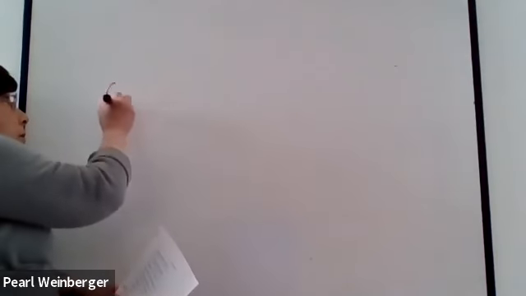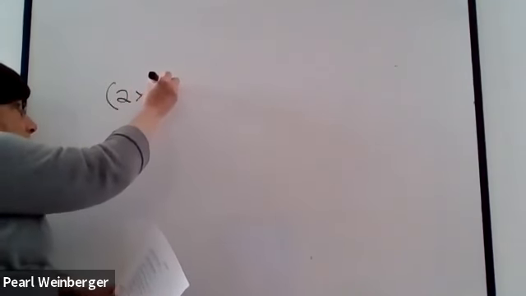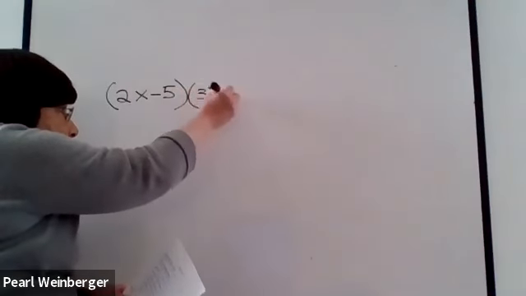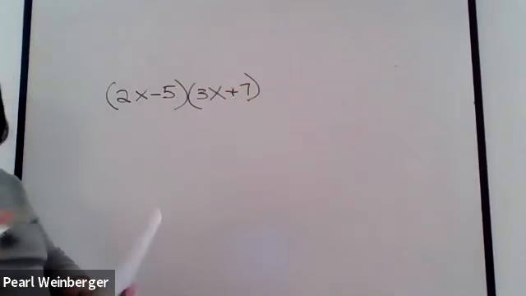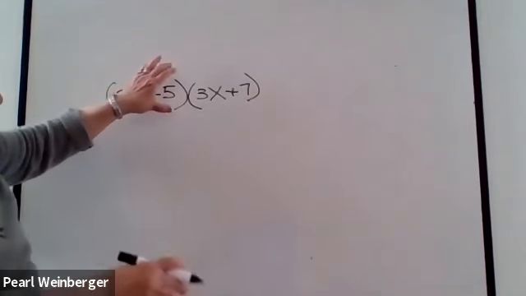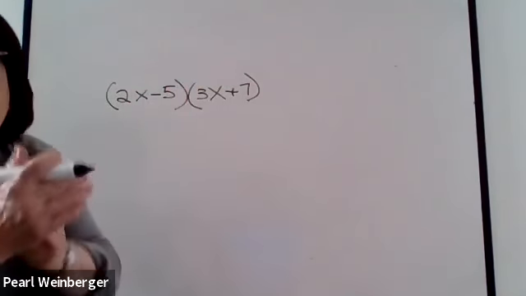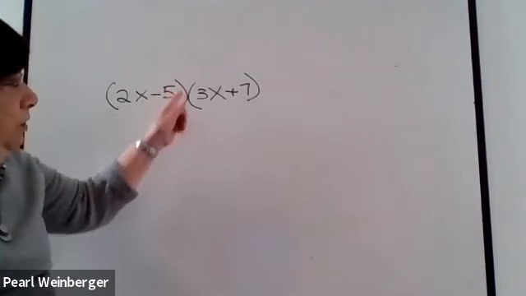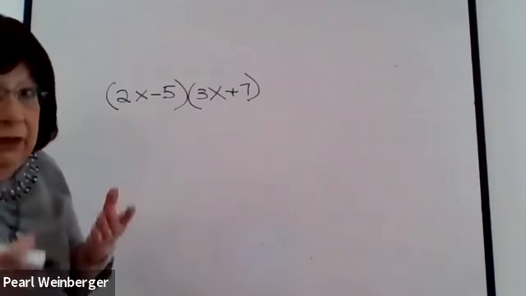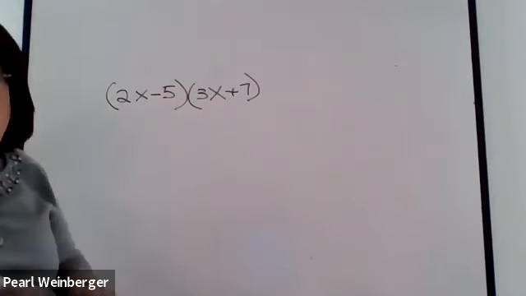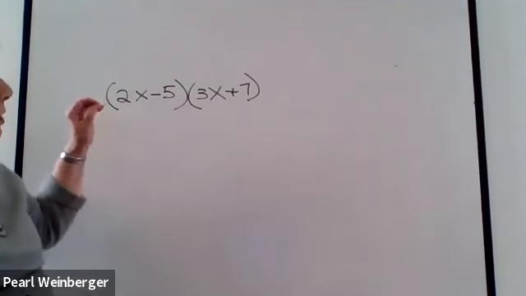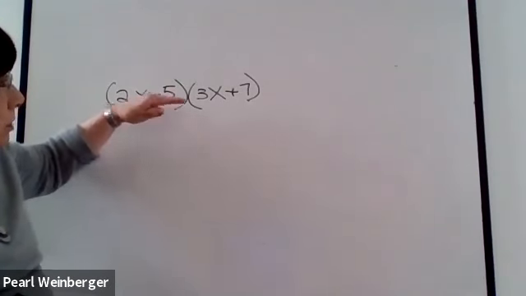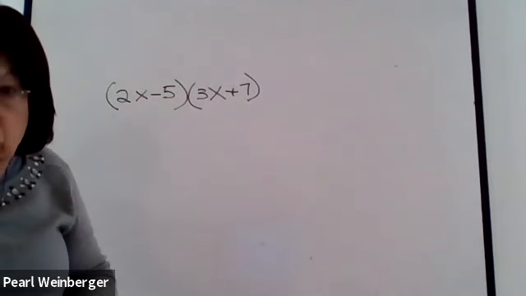So let's say I had something that looks like 2x minus 5 times 3x plus 7. I want to multiply, and I know it's multiplication because I have these two parentheses right next to each other with nothing in between them. If there's no sign in between, that means you're multiplying. If there had been a plus or a minus in between them, that would have meant to add or subtract. But when there's no sign in between, it means we're multiplying. In this case, this is a binomial and this is a binomial. And we're going to multiply these two binomials.